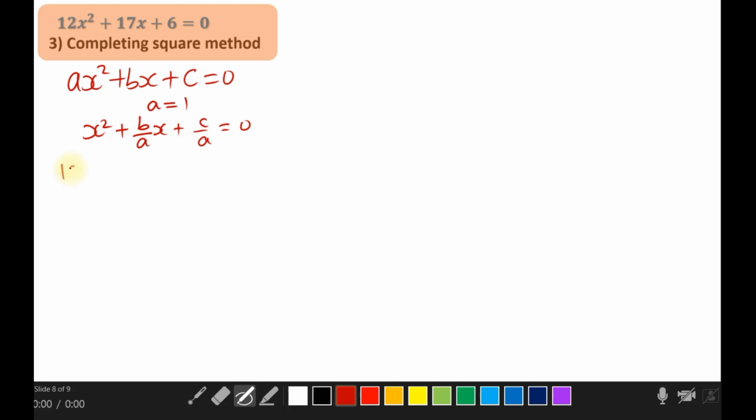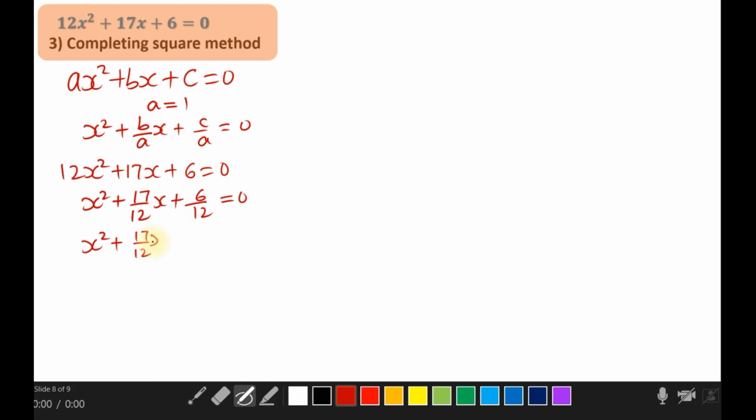So from the given equation, we divide each term by 12, we get x squared plus 17 over 12 x plus 6 over 12 is equal to 0. So this will be x squared plus 17 over 12 x, then we can take 6 over 12 to the right hand side. This will be, in simplified form, minus a half.